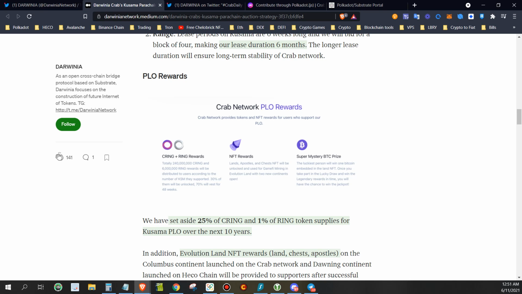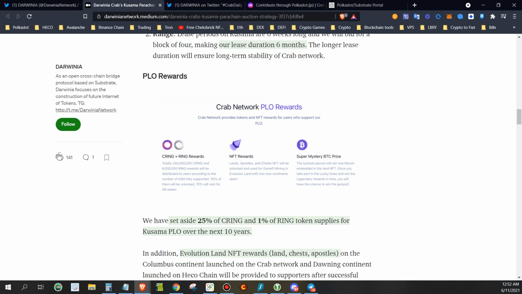Lands, Apostles, and Chest NFTs will be unlocked, used for GameFi, mining, and Evolution Land with 2 new continents open. So Hiko just released, so that is something that we're already part of, but that's kind of giving people the understanding of how the game works at a lower cost. C-Ring's going to do the same, but C-Ring's going to have more of the implementing of the Polkadot substrate aspect, which is kind of a huge deal, I think.